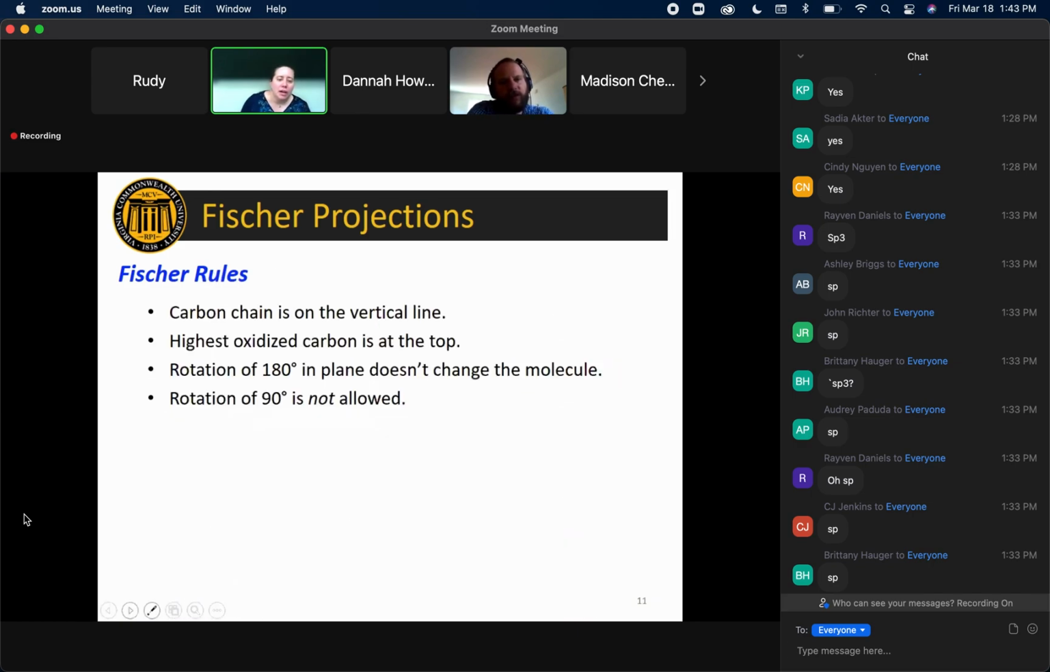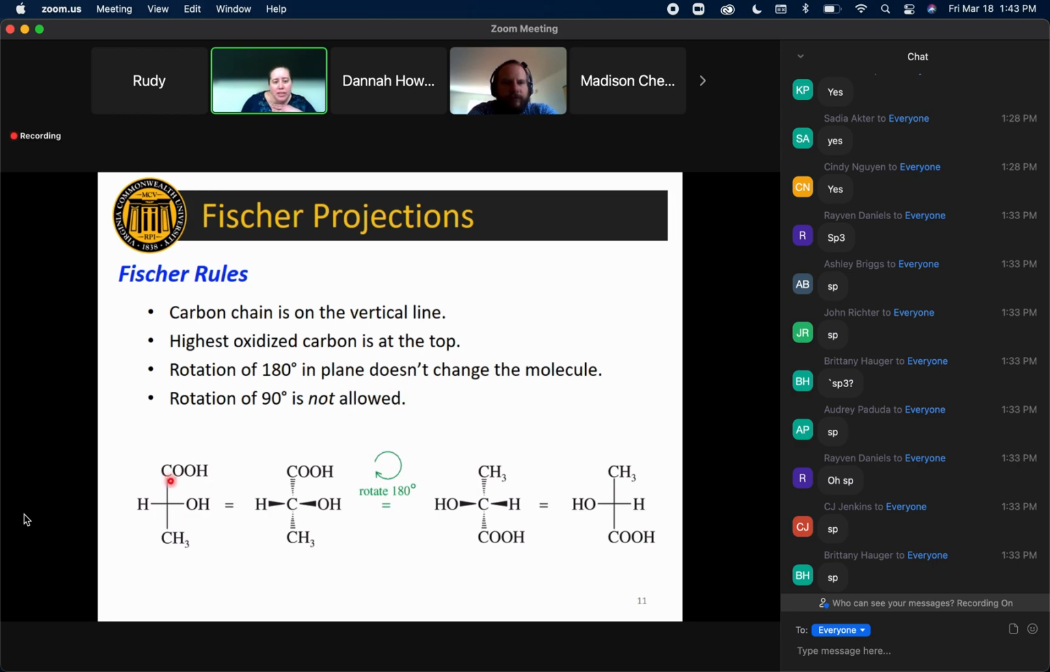Okay, so some caveats about Fisher rules. Typically, if you have a long carbon chain, you want to keep the whole carbon chain in a vertical line. You ideally want to put your most oxidized carbon on the top. That's what it sounds like: it's a carbon with as many oxygens as it can have. And those two are not that important for the purposes of this class, because I'm not really going to ask you to draw Fisher projections. I might ask you to convert a stereochemical version into a Fisher projection or vice versa.